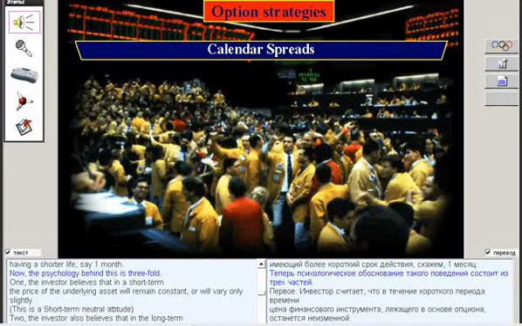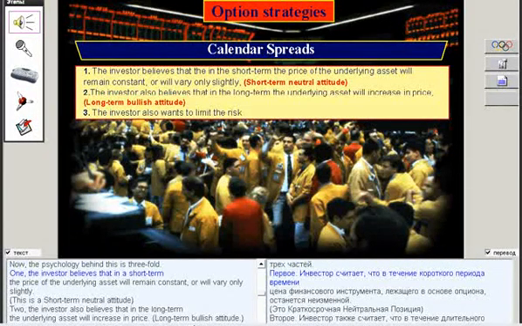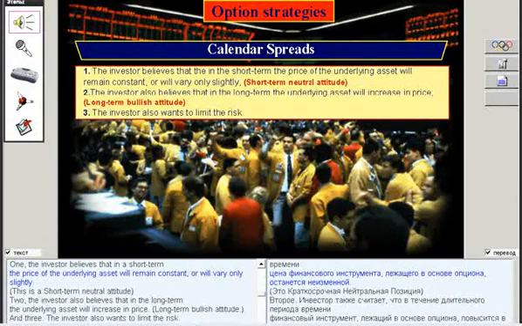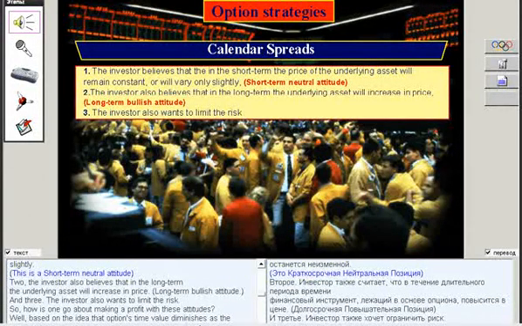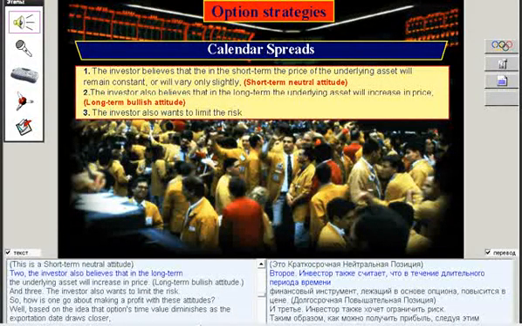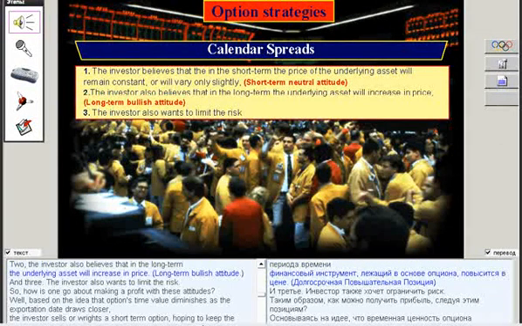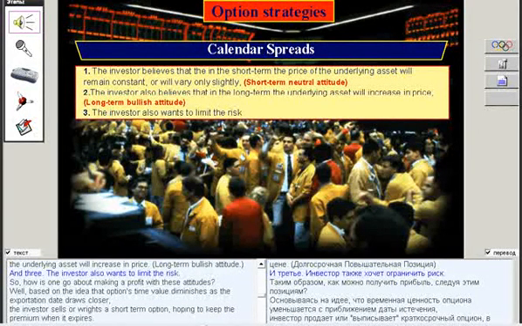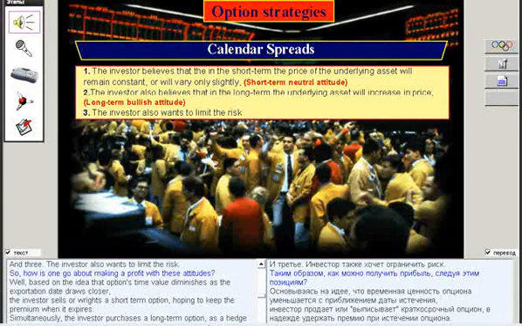Now, the psychology behind this is threefold. 1, the investor believes that in the short term, the price of the underlying asset will remain constant or will vary only slightly. This is a short-term neutral attitude. 2, the investor also believes that in the long term, the underlying asset will increase in price. Long-term bullish attitude. And 3, the investor also wants to limit the risk.